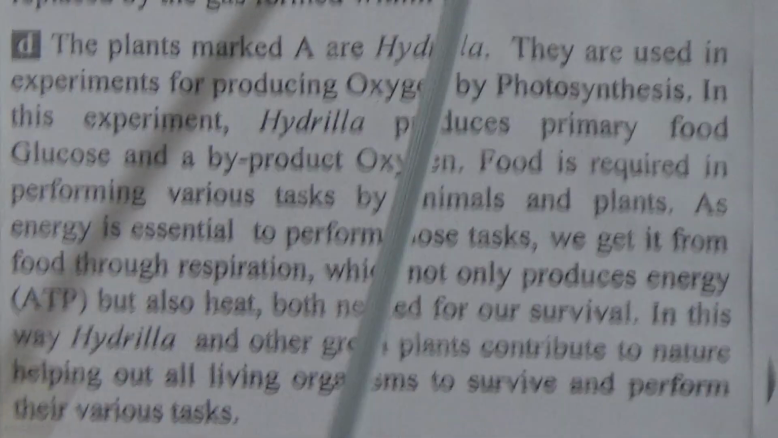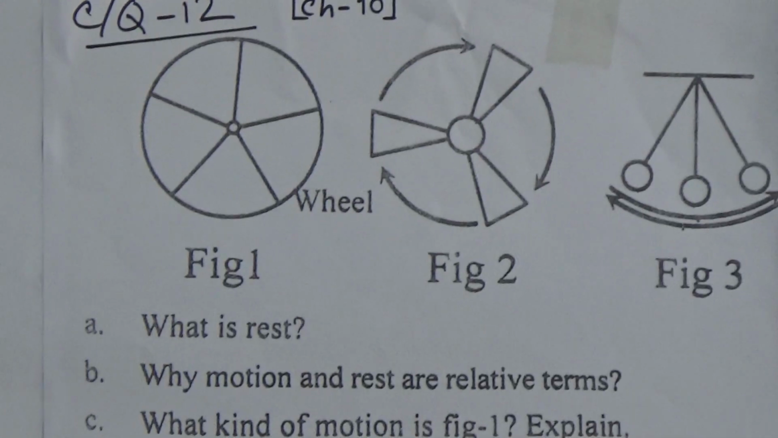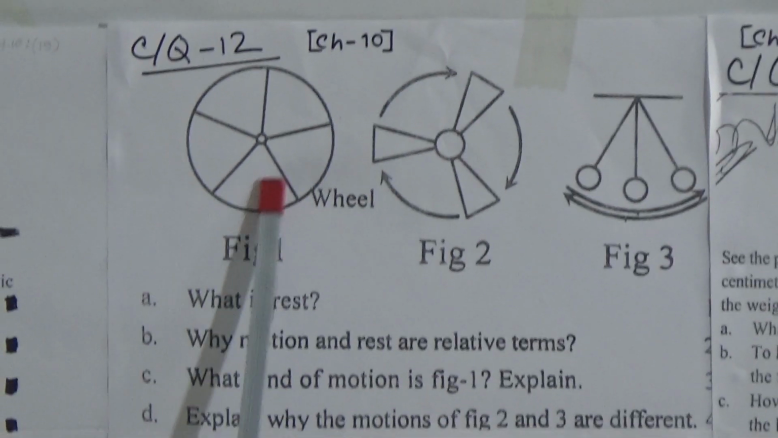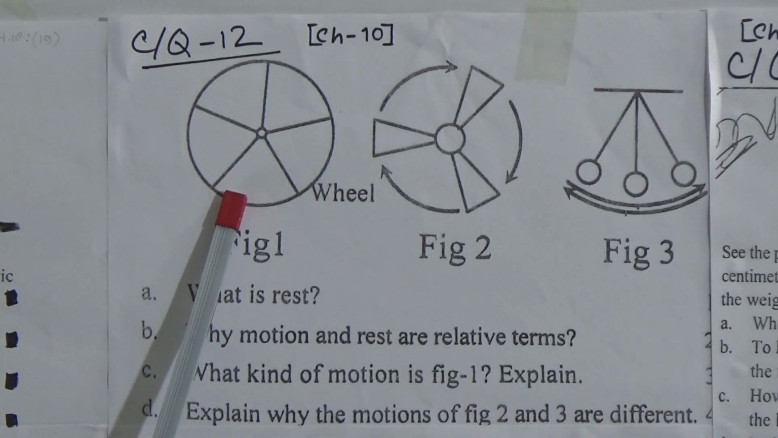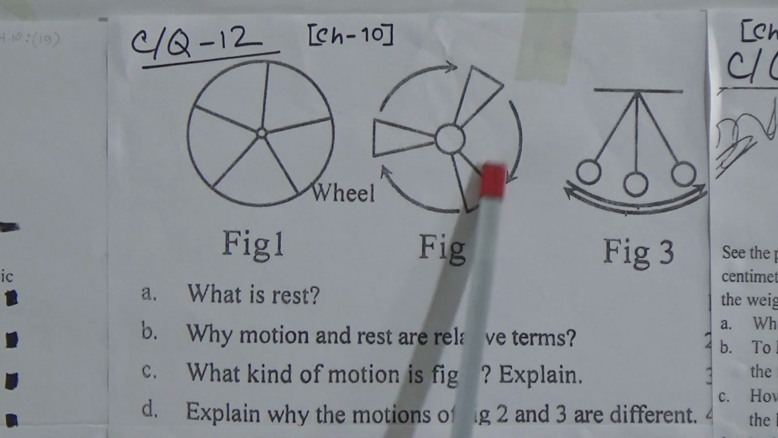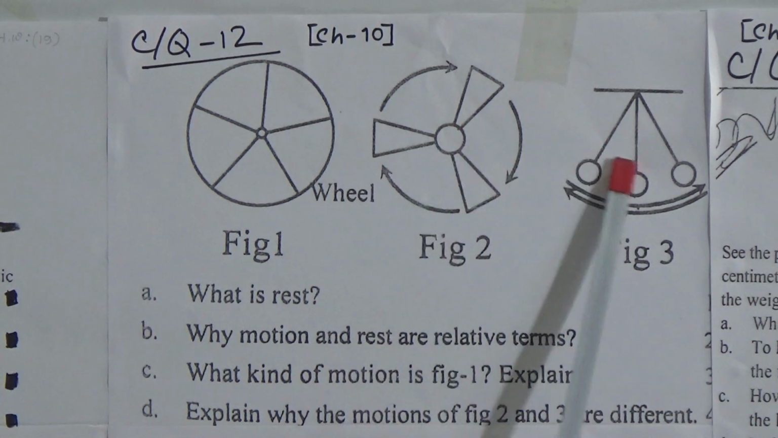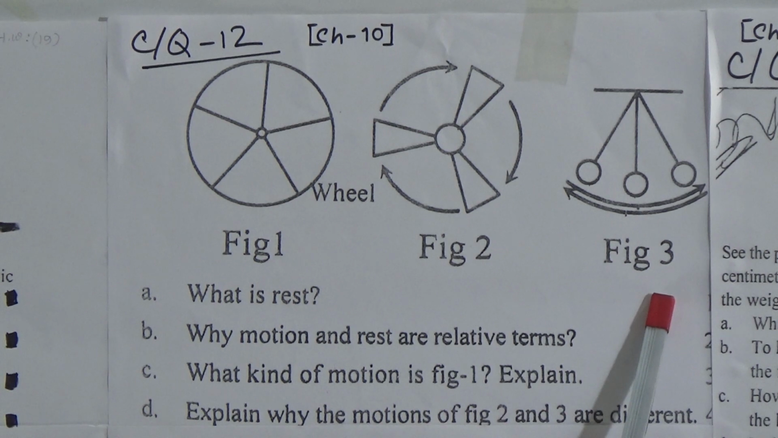Now, we will go for our next question, and this is the stem of the question. This is the wheel, and, you can understand, this is an electric fan, and this is the pendulum. This is figure 1, figure 2 and figure 3.